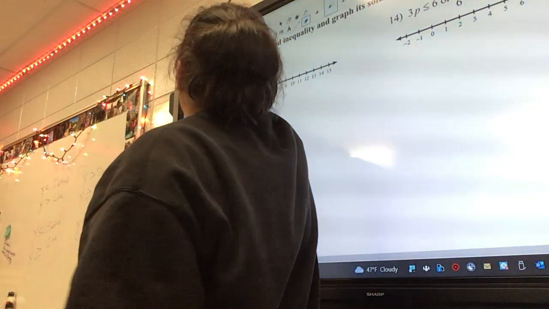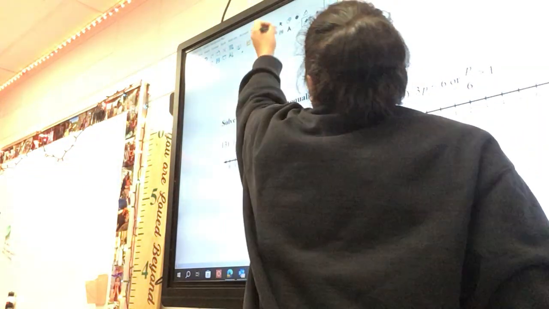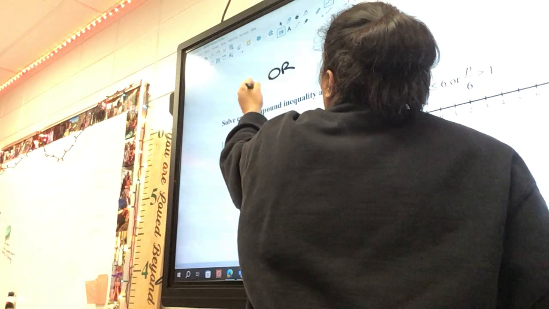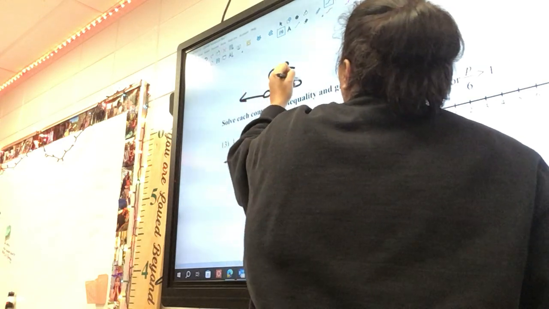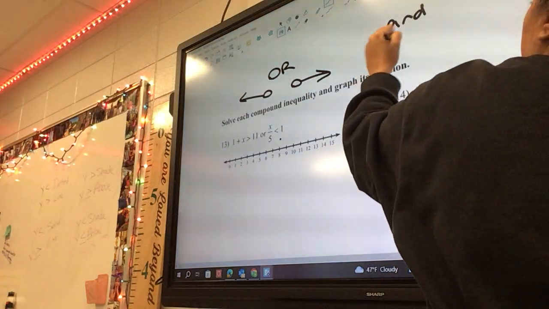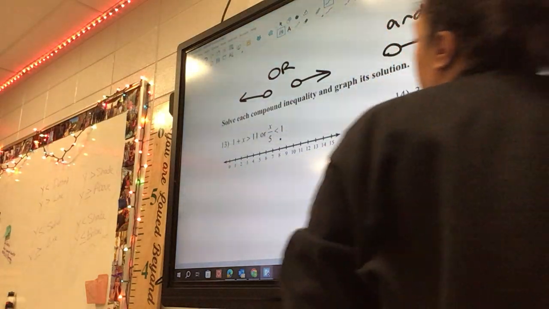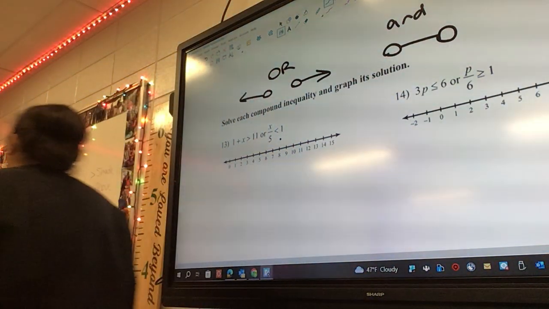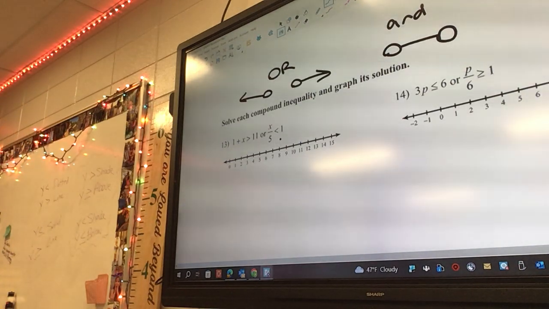So ors look like pointed out. Ors go out. If you need to write yourself a note, they can be open or closed. Ands are going in. They're connected to each other. And really, just treat the two separately.